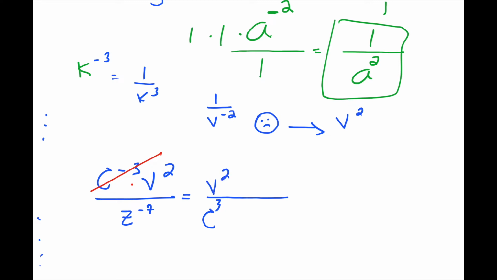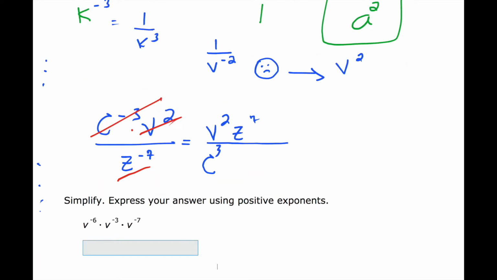How about Z to the negative 7? You make it positive 7. And that's it. Then we took care of all that. Everything has positive powers, so the answer is done.